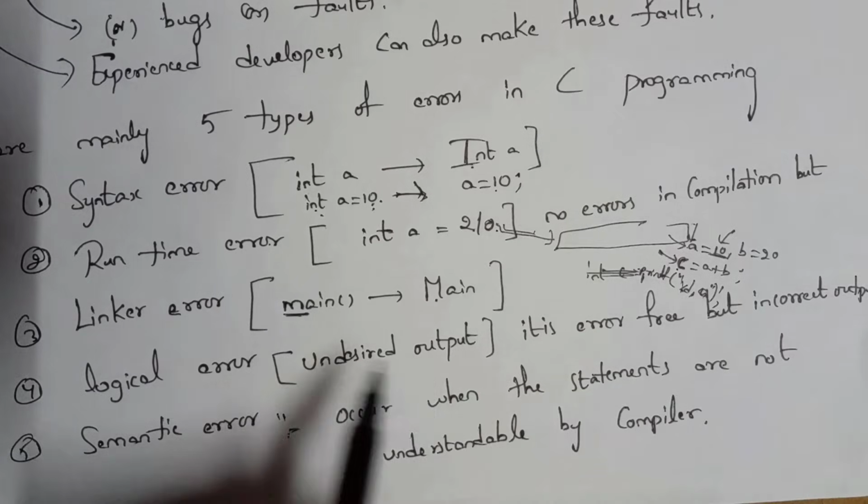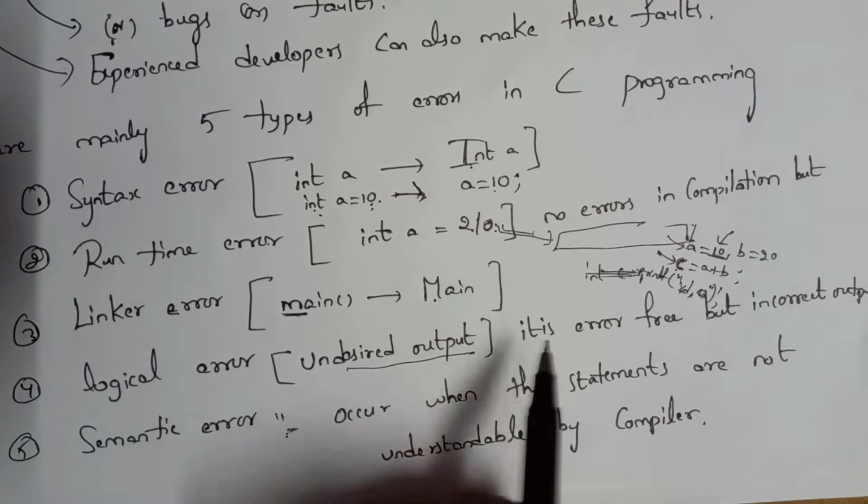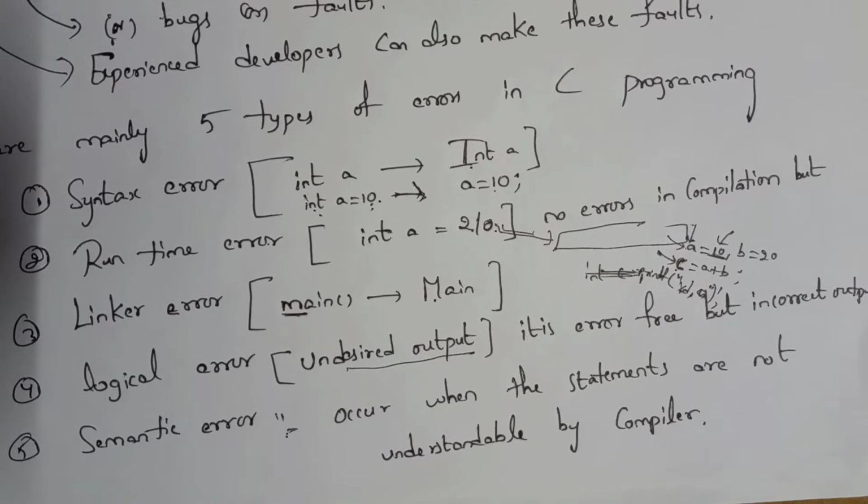In a logical error, we will get undesired output. It is error free but gives incorrect output. This is known as logical error. And the last one is semantic error. Whatever statements we write in our C program, if these statements are not understandable by the compiler, then it is considered a semantic error. These are the 5 types of errors in C programming.